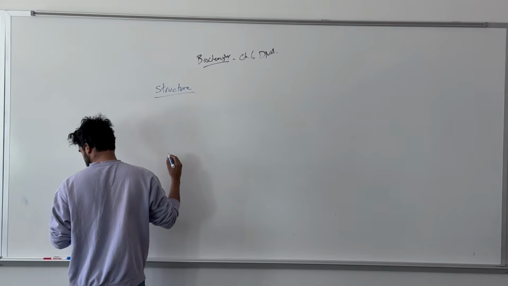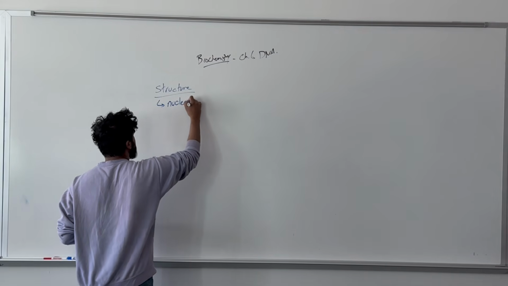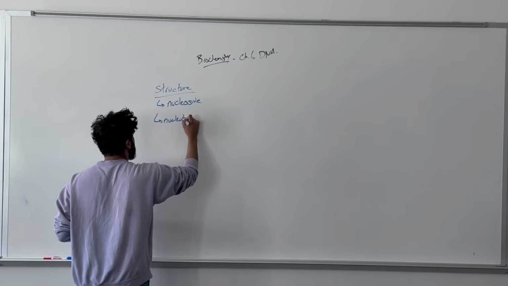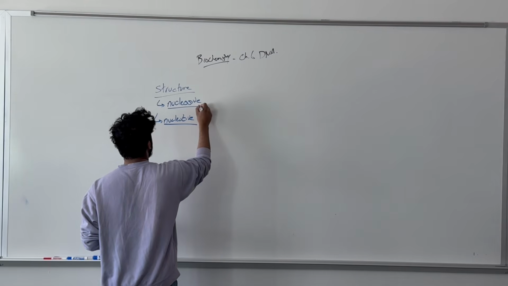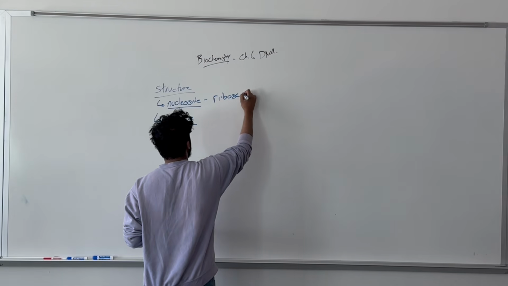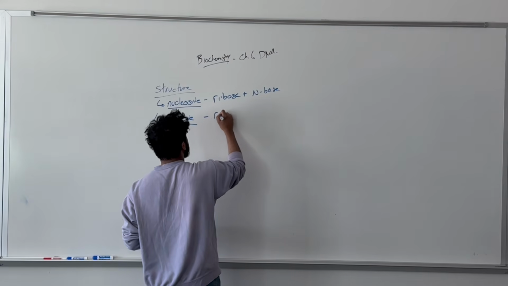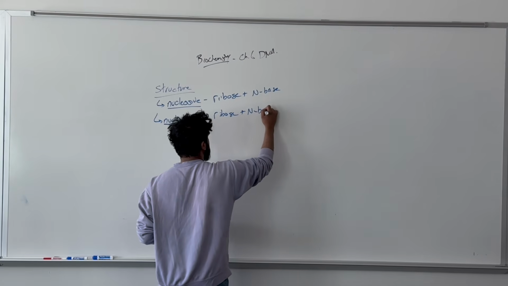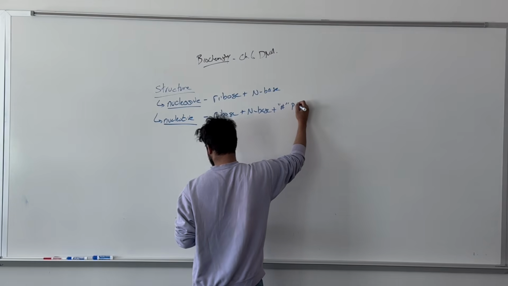A lot of people don't know this, but there is a difference between something known as a nucleoside and a nucleotide. A nucleoside is the sugar ribose plus some nitrogenous base, whereas a nucleotide is a ribose plus a nitrogenous base plus any number of phosphates.